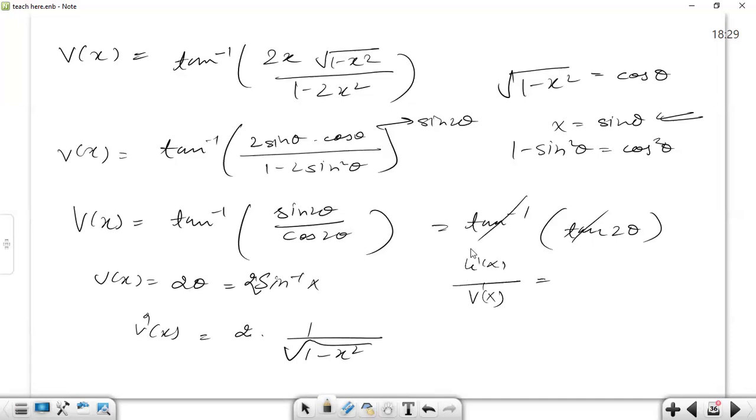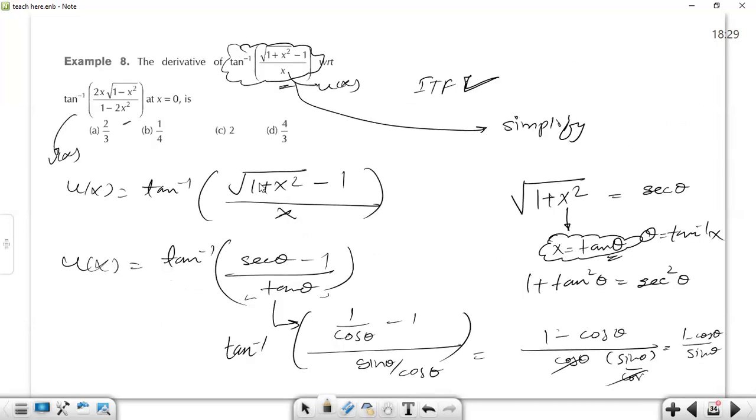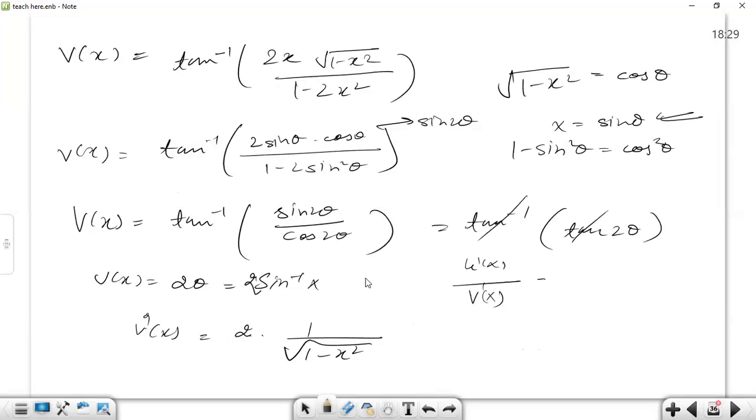Let's just divide them, because we have been asked the derivative of this function with respect to this function at x equal to 0. So we can simply put x as 0. If we put x as 0, what will it become? It will become 2 into 1 minus 0, so it will become 2.